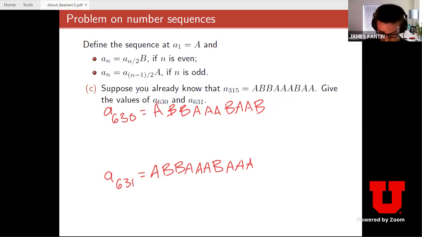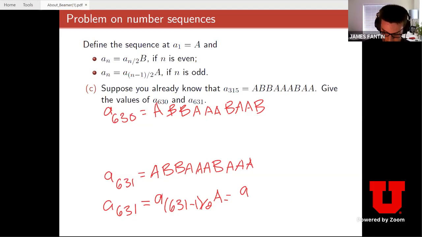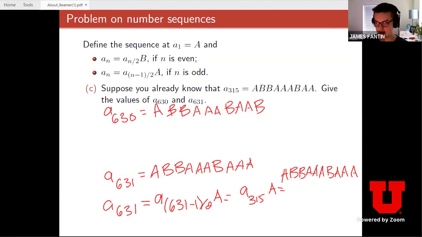Yeah, so I can just show you, we'll just go through one of these. So we could do A631. So we go to the odd case because 631 is odd. Then you got A631 equals A of (631 minus 1) over 2, followed by A. And that's going to be 630 divided by 2, which is A315. And then we were given what A315 is, so we just add an A to the end of it. And then that's how we get A631, and then similarly for A630.